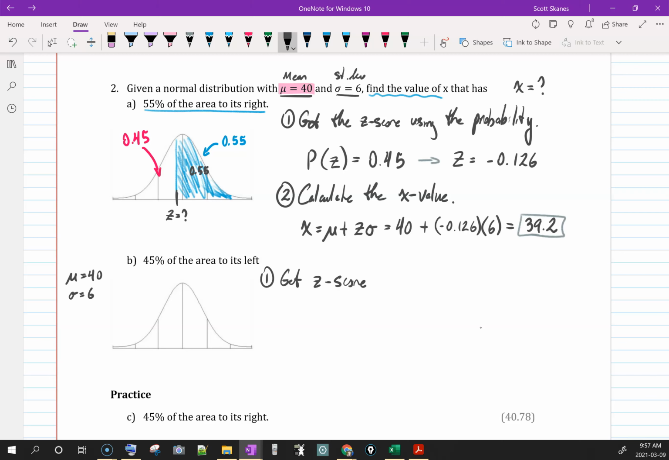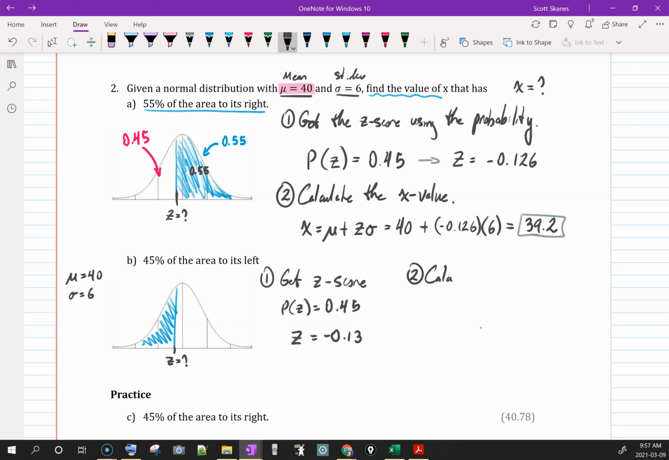45% of the area to its left, well, I kind of already did this question, didn't I? You want the probability of some mysterious z value to be 0.45, because we have 45% of the area about here. We want to know what that z value is, because if we have the z value, we can find the x value. If the probability below that point is 0.45, then use a calculator to figure out what the z value itself is. It's negative 0.13. I know that because it's the same as the question before, but not every student would see that. So that's our z value.